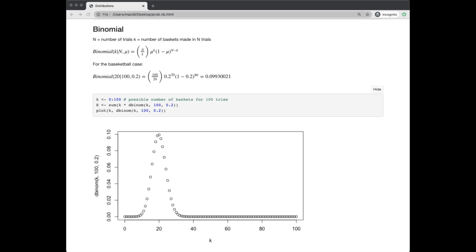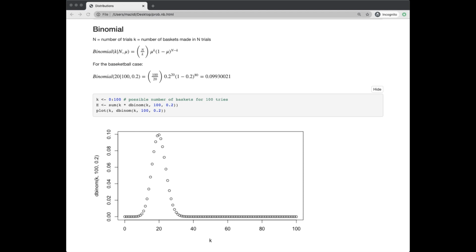The binomial distribution models a binary outcome over a number of trials n. The binomial distribution of x, where I make k baskets in n trials, has this form, and let's say k equals 20 for 100 trials. Will the outcome of the binomial be 0.2? No, it's not, because there are many ways we can get 20 baskets out of 100 trials. 100 choose 20 to be exact.